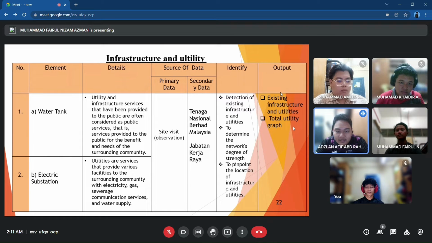The identification is to determine the infrastructure and utilities, to determine the network's degree of strength, and the last one is to pinpoint the location of infrastructures and utilities. The output of this infrastructure and utilities is the existing infrastructure and utilities, and also the total utility graph.